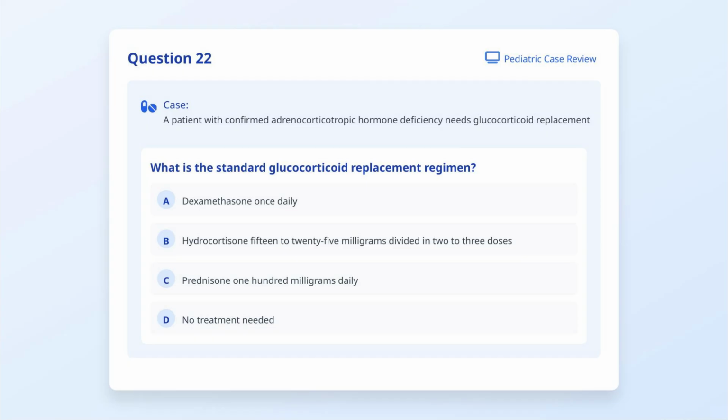Case scenario: a patient with confirmed adrenocorticotropic hormone deficiency needs glucocorticoid replacement. Question: what is the standard glucocorticoid replacement regimen? Option A: dexamethasone once daily. Option B: hydrocortisone 15 to 25 milligrams divided in 2 to 3 doses. Option C: prednisone 100 milligrams daily. Option D: no treatment needed.